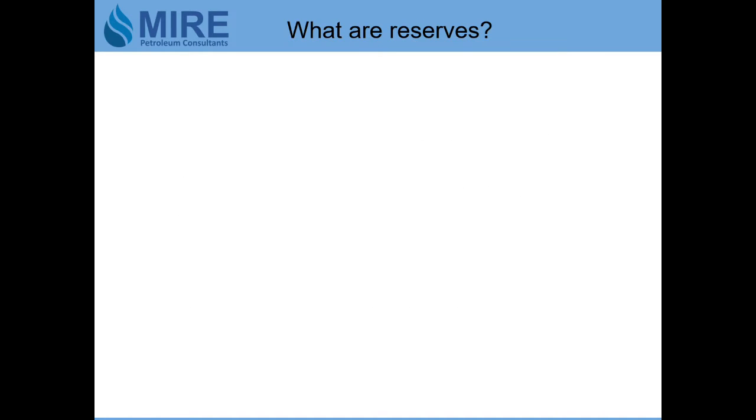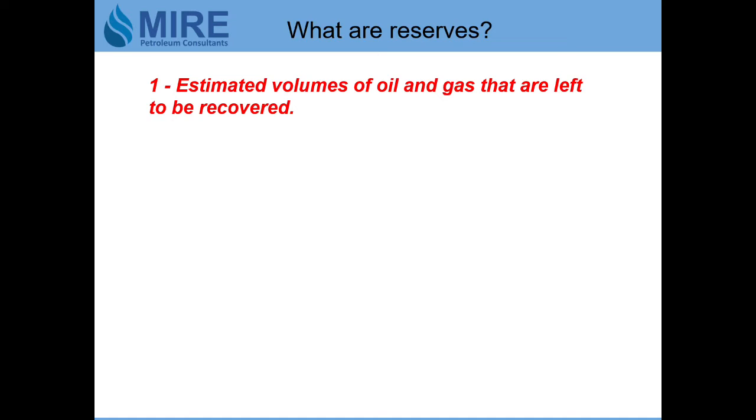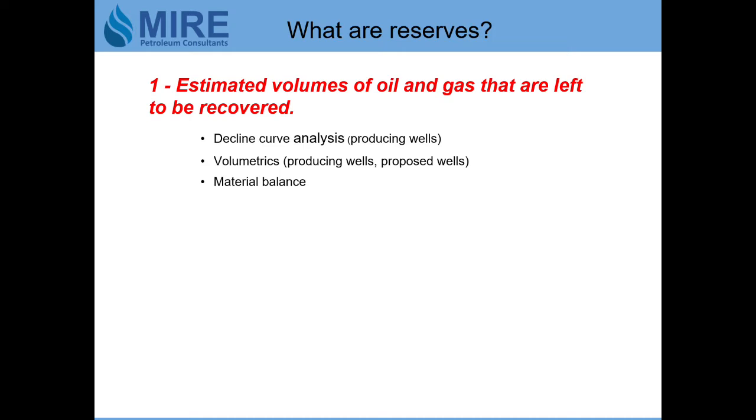I'll say, okay, what are reserves? Well, everybody knows they're just the volumes of oil and gas that are left to be produced. They could be proved, probable, possible. And to estimate these, we can use decline curve analysis for producing wells, and we can do that in PHDWin. But we also can do volumetric calculations, material balance analysis, simulation, and analogy in some cases. So that's how you get the volumes of oil and gas.